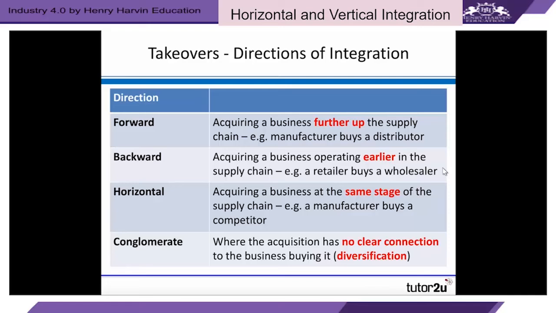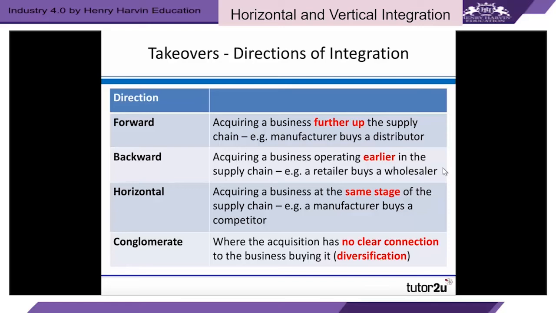We've seen that in a supply chain you can go backwards. So backwards integration, vertical integration, involves a business moving earlier in the supply chain. For example, a retailer buying a wholesaler, or a manufacturing business buying a supplier of raw materials.